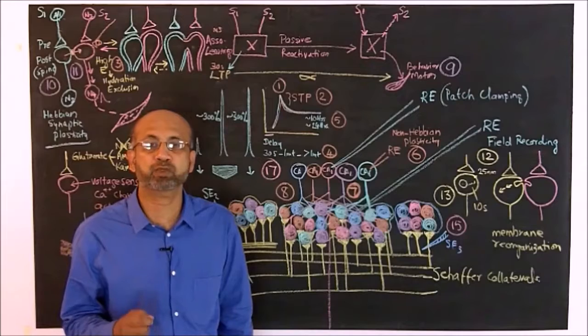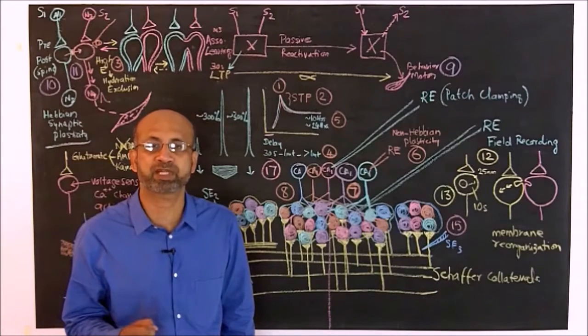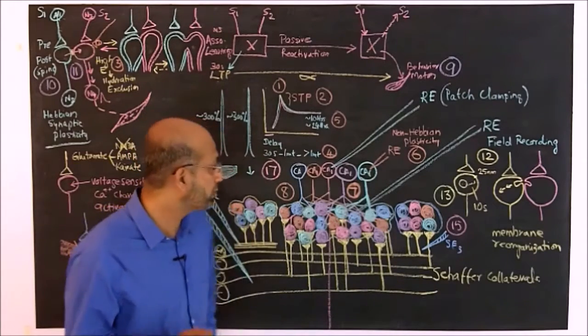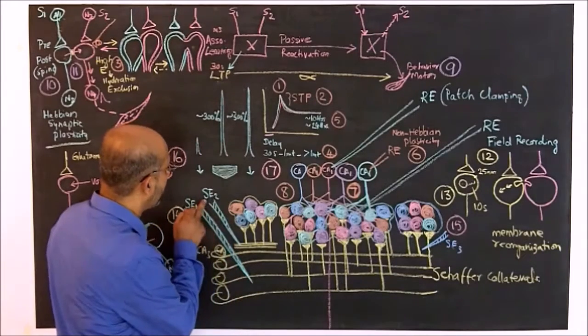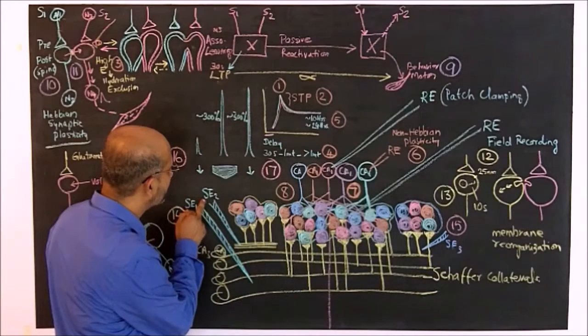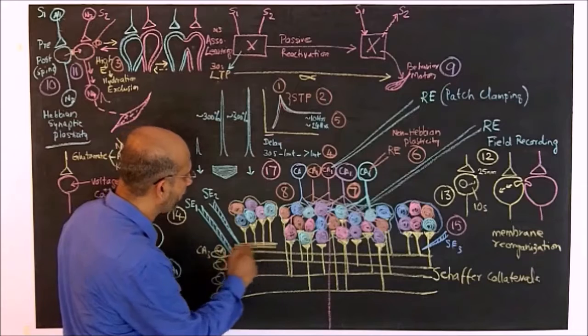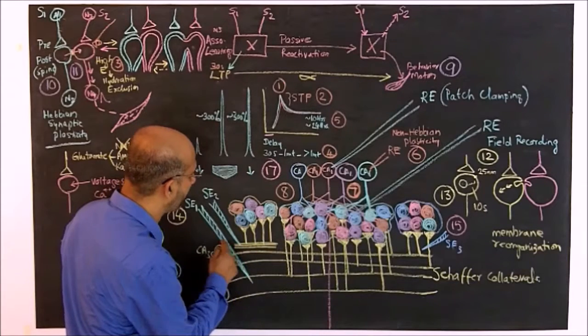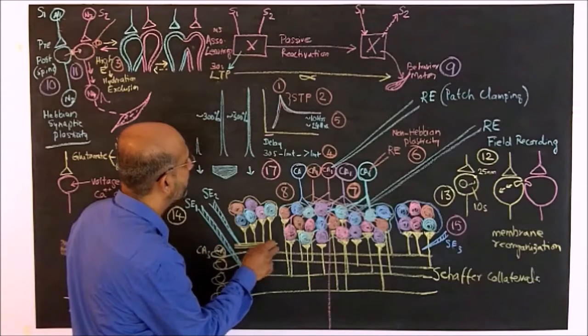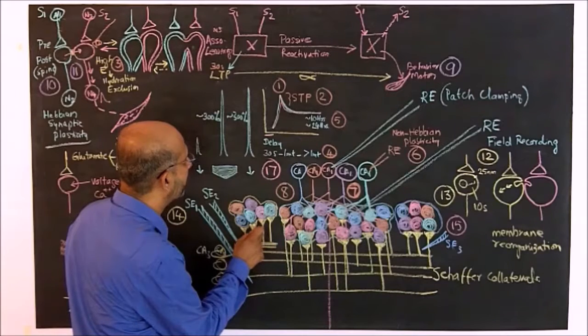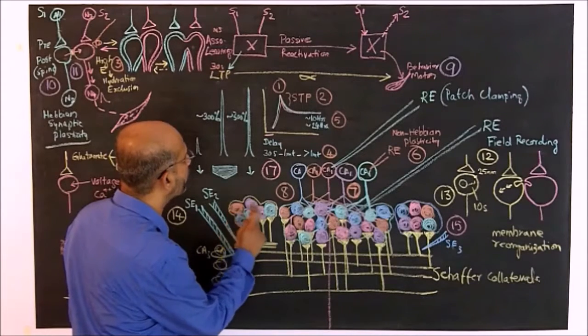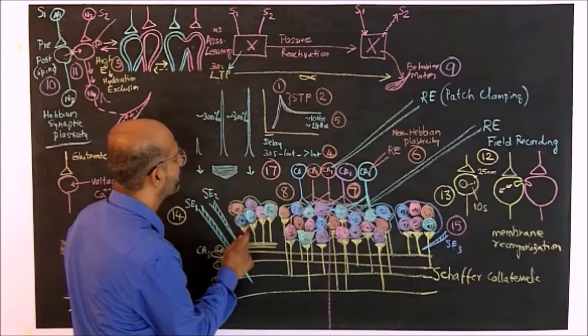Now we can explain associativity and input specificity. To do that, I have drawn an additional stimulating electrode, SE2, here that stimulates a group of axonal terminals of the additional CA3 neurons that resulted in the formation of a small group of interlinked spines here.